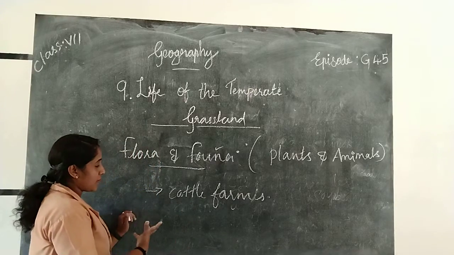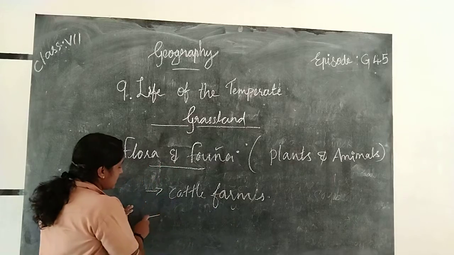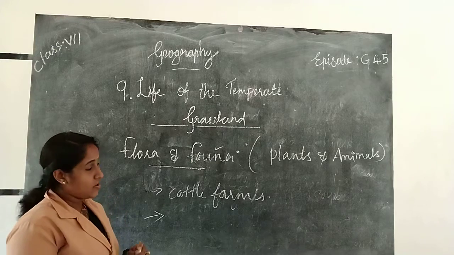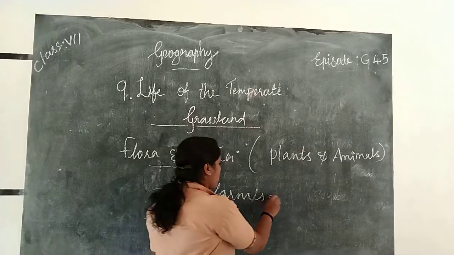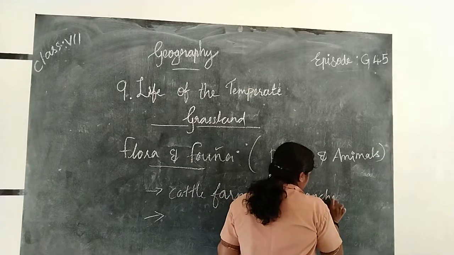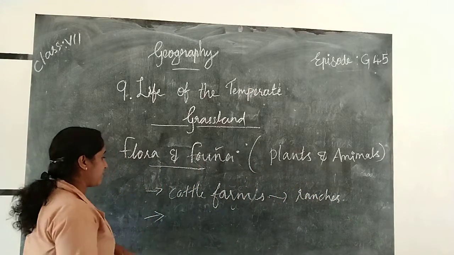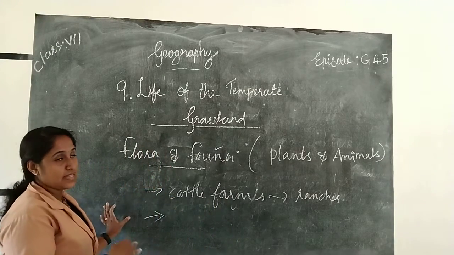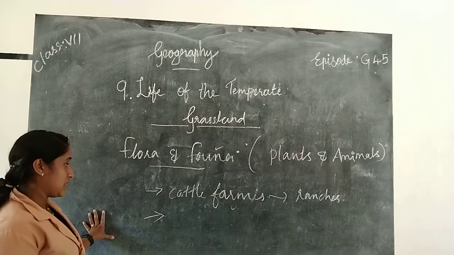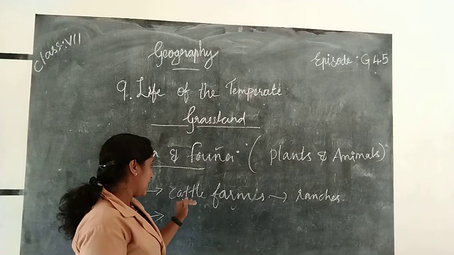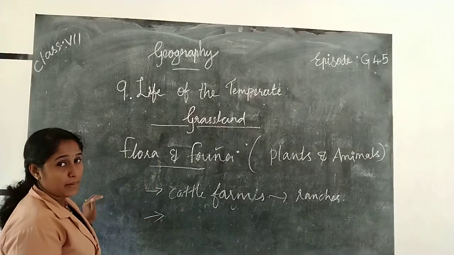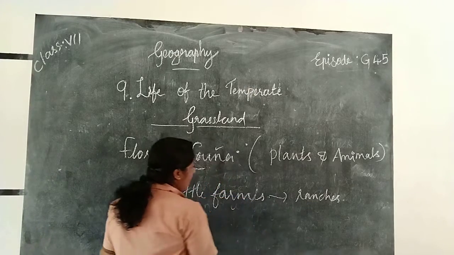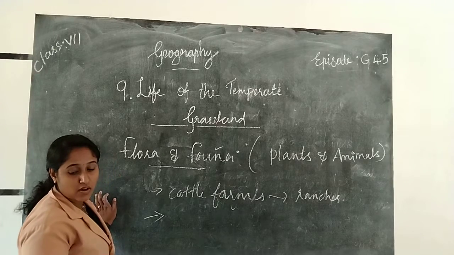Because of that, most of the people use cattle farms, and these farms are known as ranches. That means the cattle farms are mostly known as ranches in the prairies region, because the region is most suitable for the life of cattle. This kind of cattle farm is known as a ranch.